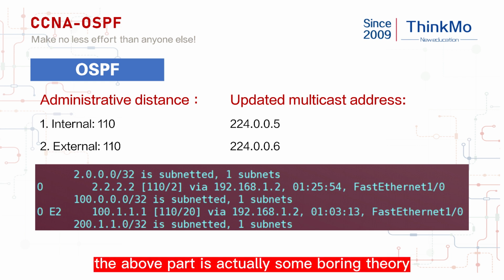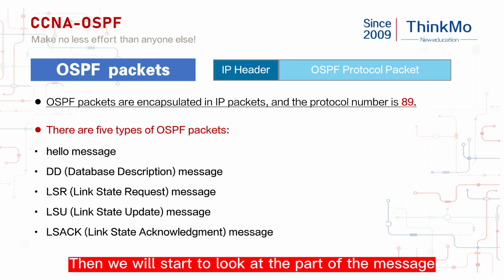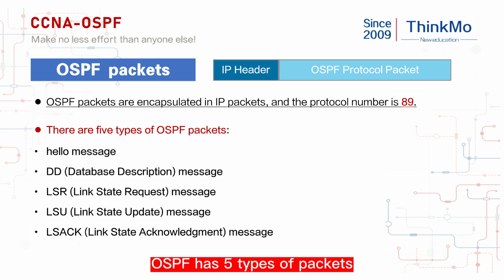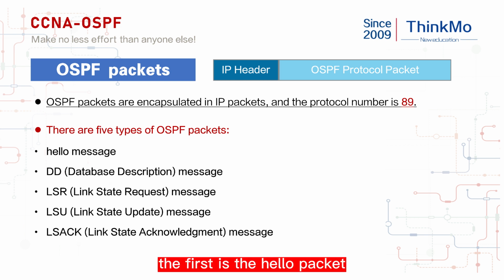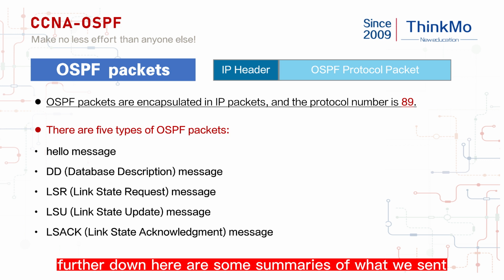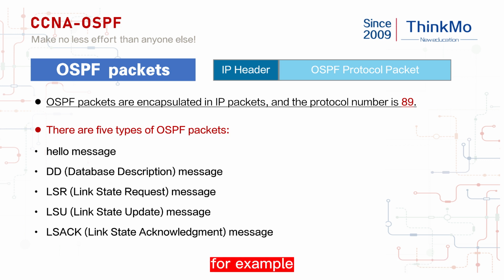The above part is actually some boring theory. Then we will start to look at the message part. OSPF has 5 types of packets: hello, DD, LSR, LSU, and LSAck. The first is the hello packet. It is a message to keep alive each other. Further down here are some summaries of what we sent, for example, I send you a list. We'll talk about this relationship in a minute. Further down is a request. Then update. The last one is to confirm. These are the 5 packets of OSPF.